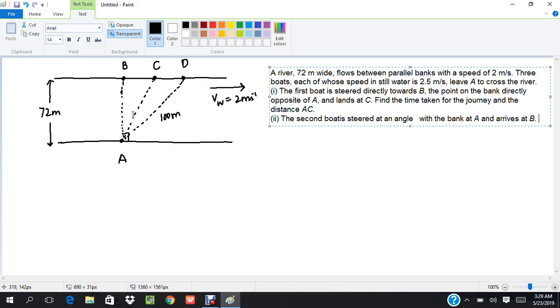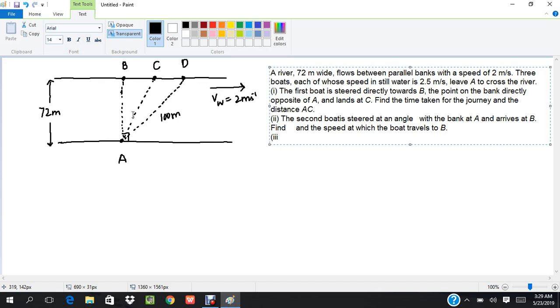So what we have to do is, we have to first find alpha and the speed at which the boat travels to B, which means that we have to find the magnitude of the true velocity.